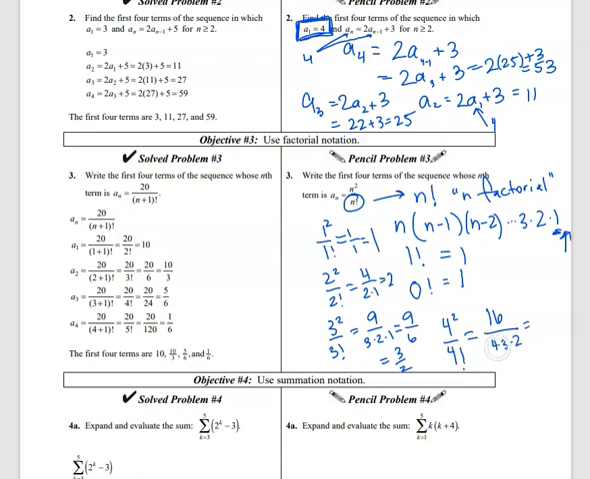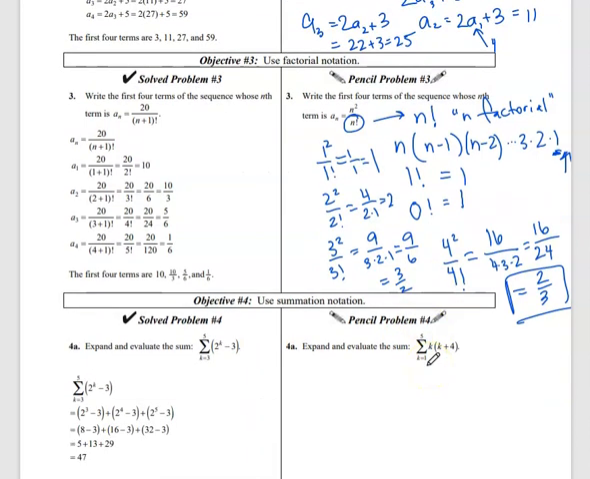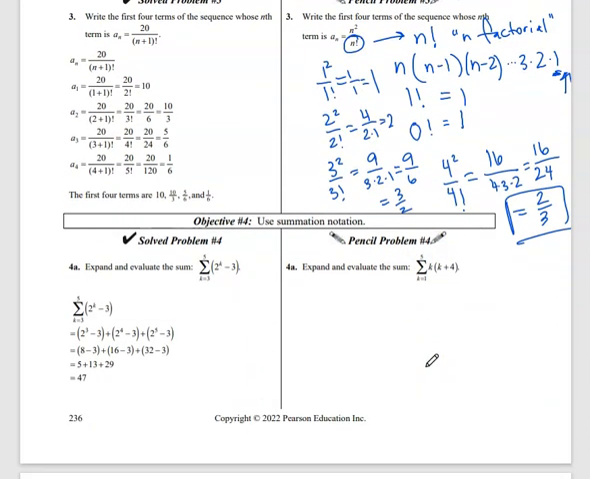6 from 3 times 2 times 4 makes 24 on the bottom, so 16 over 24. And then that's going to give us, well, that's the same thing as 2/3, because they're both divisible by 8. And 8 goes into them 2 and 3 times respectively. So we get 2/3.